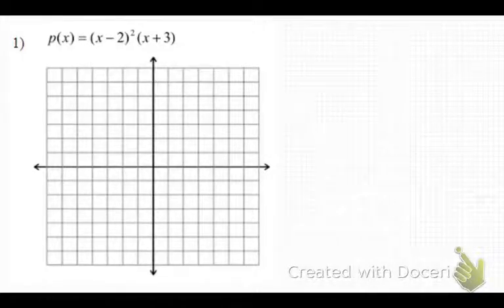Okay, so numbers 1 through 4 all come from part 1. What are the directions there? What does it tell me to do for 1 through 4? It says it on your paper that I just passed out. Okay, sketch the polynomials on the axis, and then what? And identify all key features.